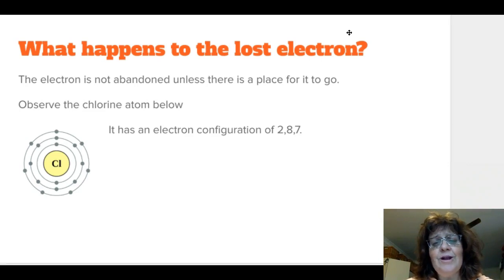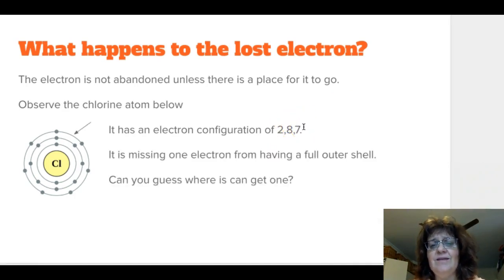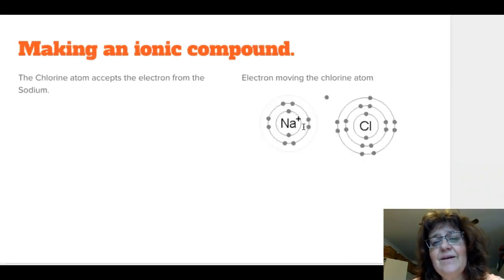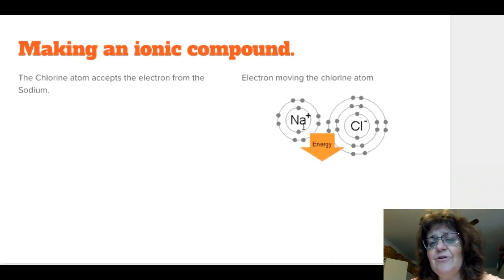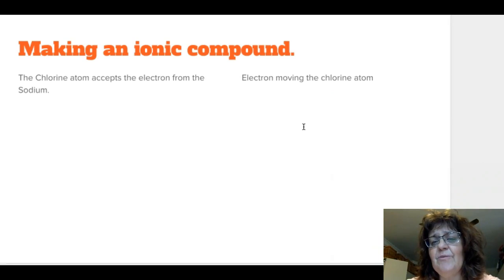So let's have a look at the chlorine atom. Now, chlorine has an electron configuration of 2, 8, 7. 17 protons, 17 electrons. But its issue is that it's only got 7 in the outside shell. It needs one more electron to make a full shell. So as it says there, can you guess where it gets it from? All right, you're probably right. The chlorine atom accepts the electron from the sodium atom, the sodium one that was moving apart.